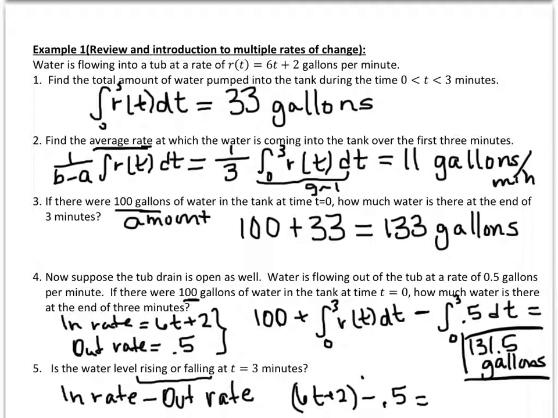So at t is 3, I would have 6 times 3, 18, plus 2 is 20. That's my rate in. Minus 0.5, that's my rate out. So the overall rate of change at t is 3 is, that's not right, is 19.5 gallons per minute. So the water level is rising because my overall rate of change is positive. The water is coming in faster than it's going out.